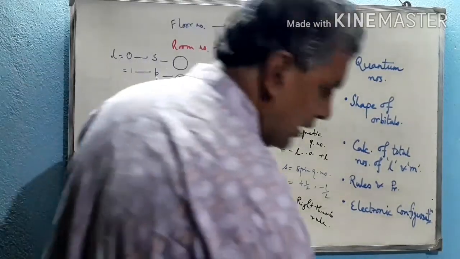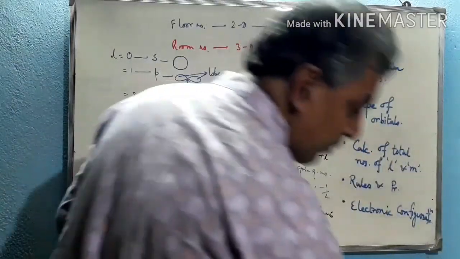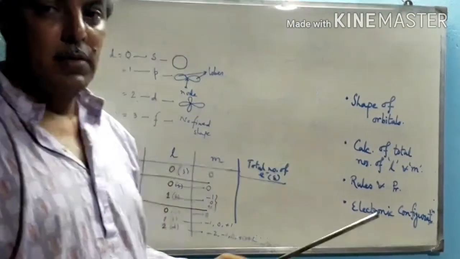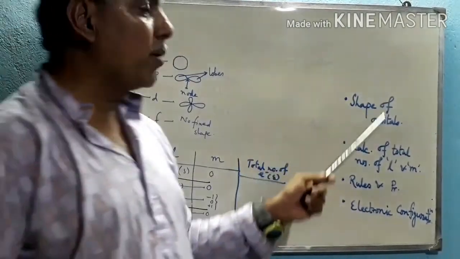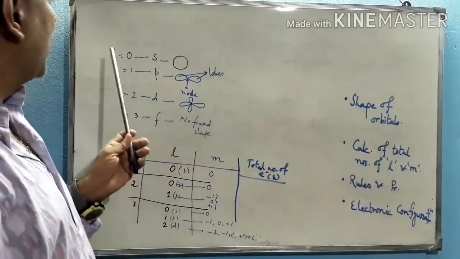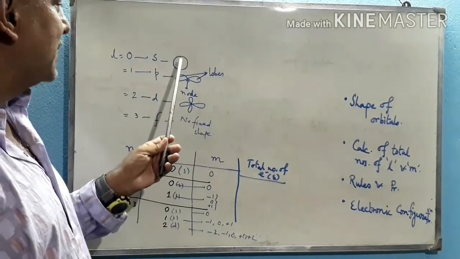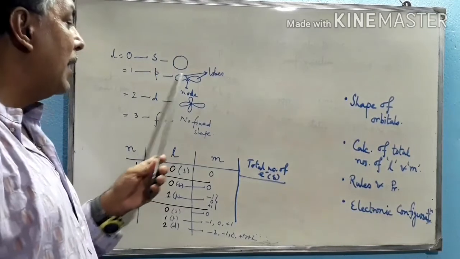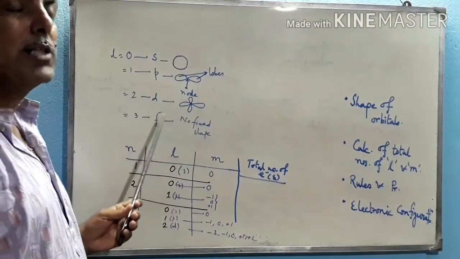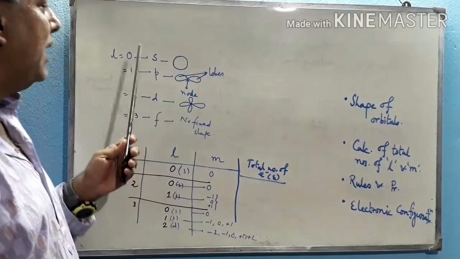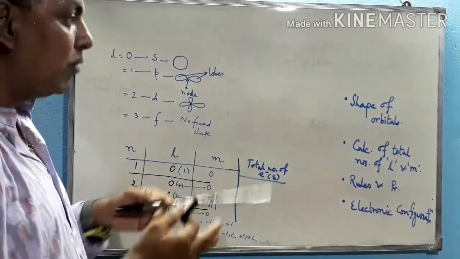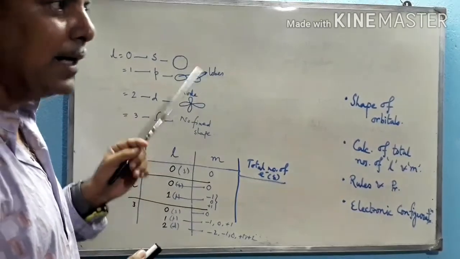Now this is all about the quantum numbers. Now the third part is the shape of orbitals. Already you have seen the three-dimensional shape of the subshells. S is sharp, P is principal, D is diffuse, and F is fundamental. These are the four names. S is spherical, so with respect to the magnetic quantum number it is also spherical. It has no different shape.